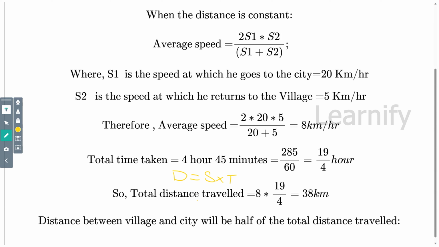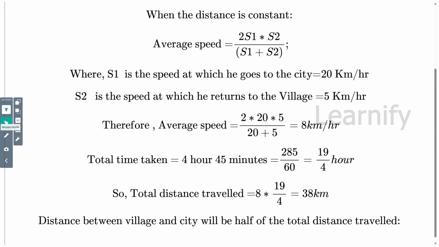Okay, distance. Speed, what is speed? 8 kilometer per hour. What is the time? 17 upon 3 hours. So total distance, what is the total distance? From village to city and city to village. So total distance is 38 kilometer. What is this 38 kilometer? It is for traveling village to city plus city to village.